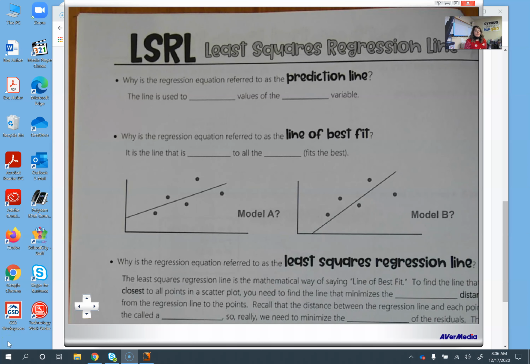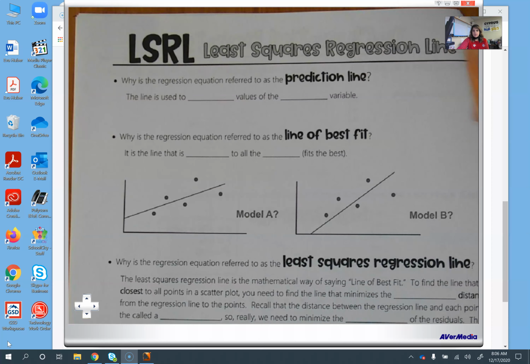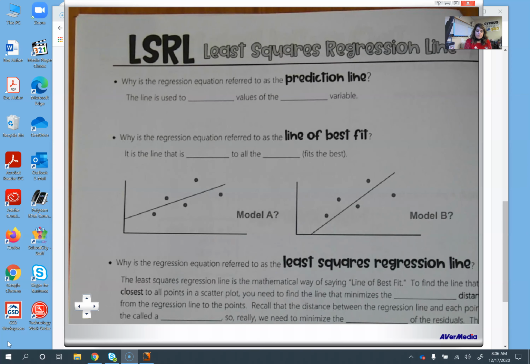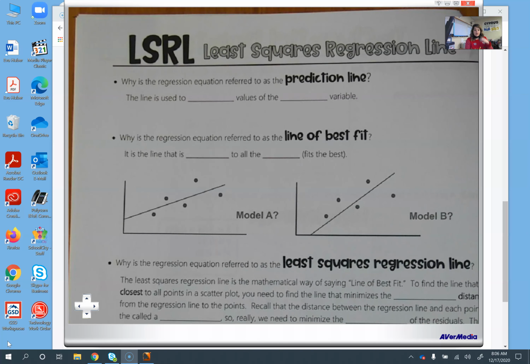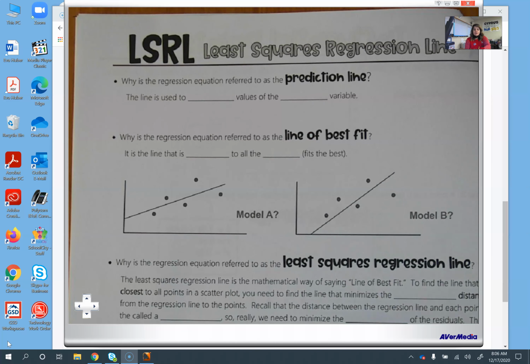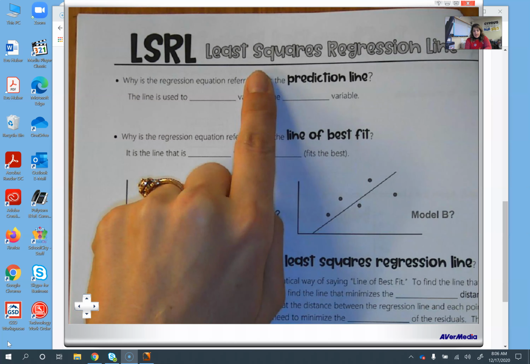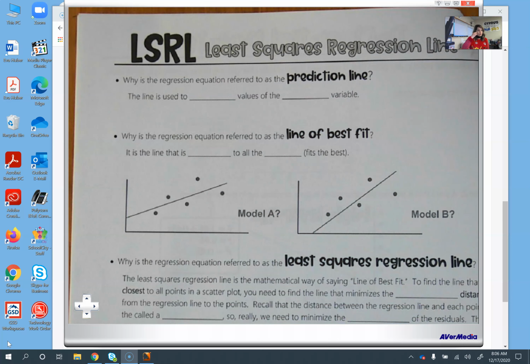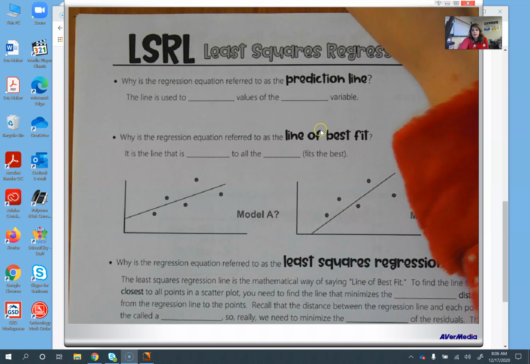Hello, family. In this lesson, we are finally going to talk about the least squares regression line. Some of you noticed in your previous Can You Do and some of the lesson questions from the last lesson that it was referring to a line called the least squares regression line. And today you are going to learn what that least squares regression line is.